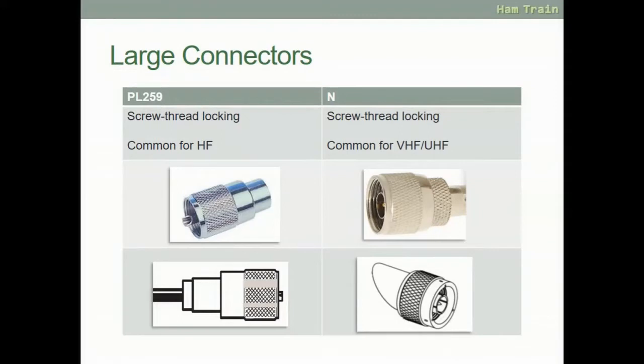The 259 indicates the diameter of the plug, and the PL means that it's a plug. The socket it goes into is an SO239. You'll know it. It begins with SO. It's gone out of my head for the moment.